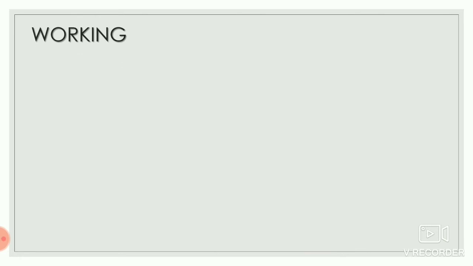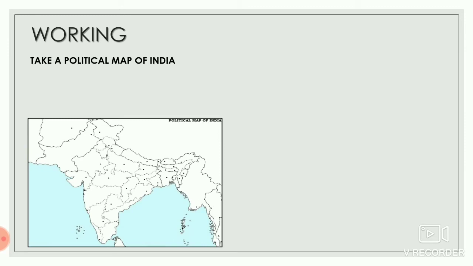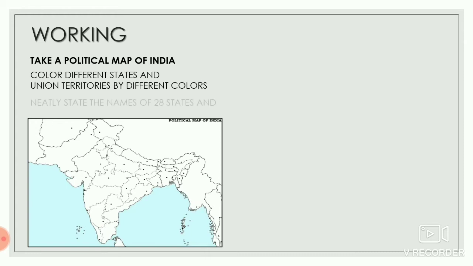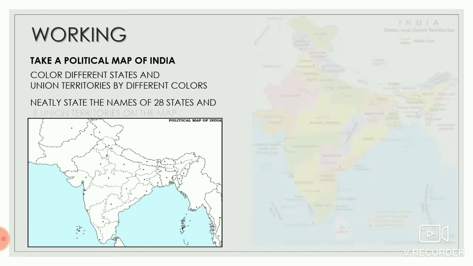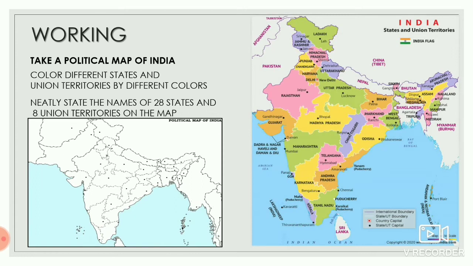To perform this activity, take a political map of India. In the political map of India, the states and union territories are clearly bifurcated. Now color the states and union territories with different colors. Then neatly write the names of 28 states and 8 union territories on the map. You can take the help of the map shown on the screen.